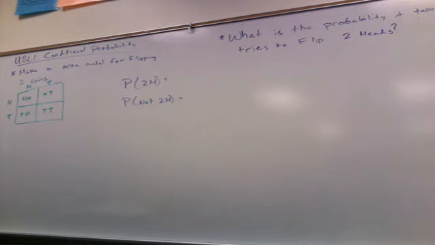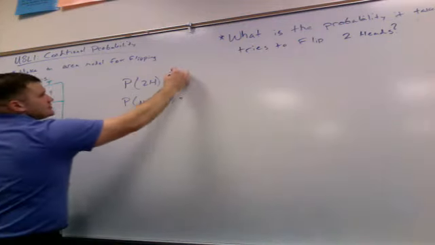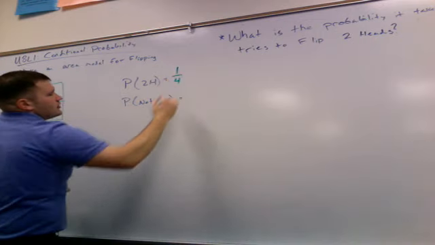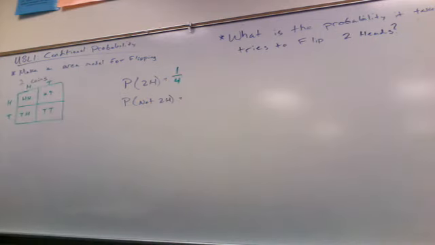Got a question, David? Okay. So there's only one heads, heads out of 4, right? So the probability of getting two heads is 1 out of 4. Now what's the probability of not getting two heads? 3 out of 4. Why? Okay, because there's 3 boxes that don't have two heads in them, right?